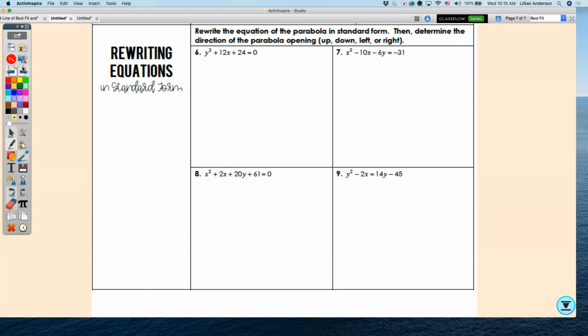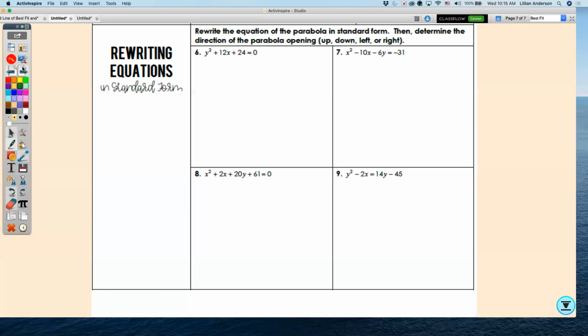To rewrite them, we might need to use completing the square. To be honest, we're going to be completing the square literally for every kind. Like I said for the last unit, you can't get away from it. You got to know how to complete the square. Okay.